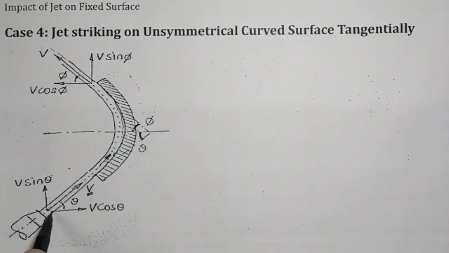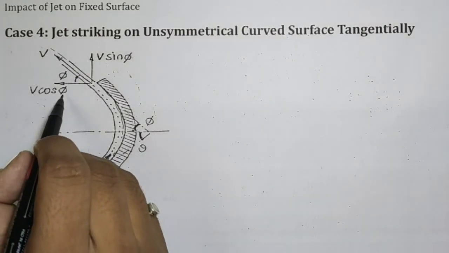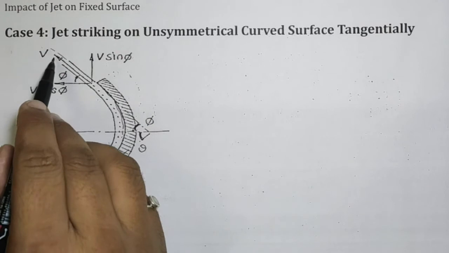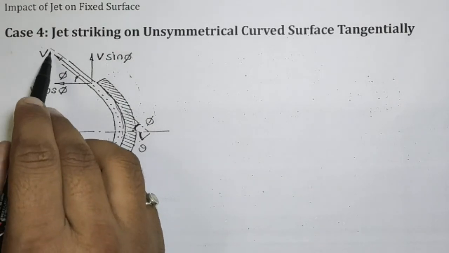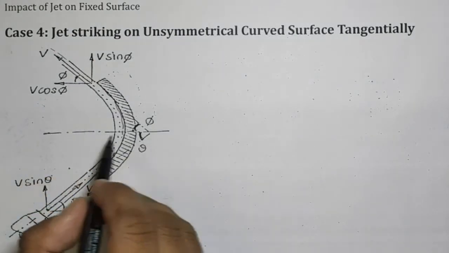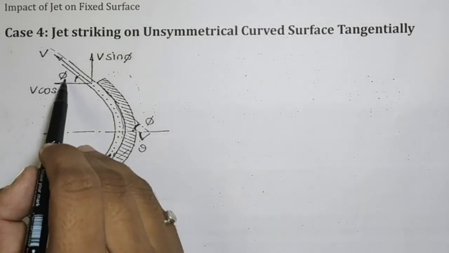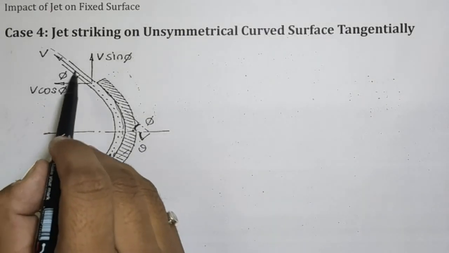So one component is in the positive x direction, another is in the positive y direction. So v has two components, v cos theta along the x direction and v sin theta along the y direction. Similarly here, we have a case in which the exit velocity v makes an angle of phi with the datum line, so it may resolve into two components.